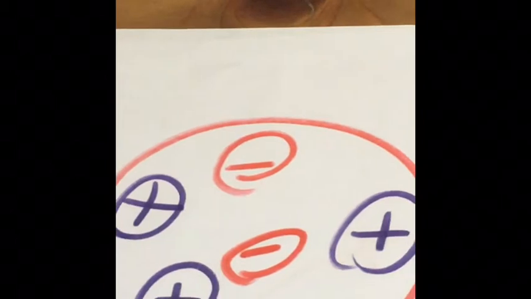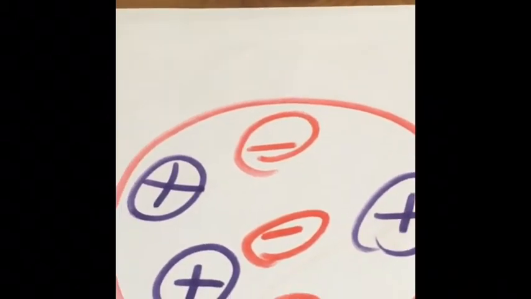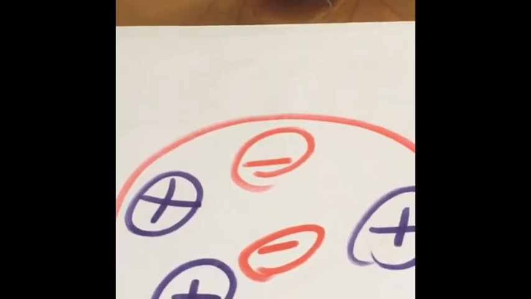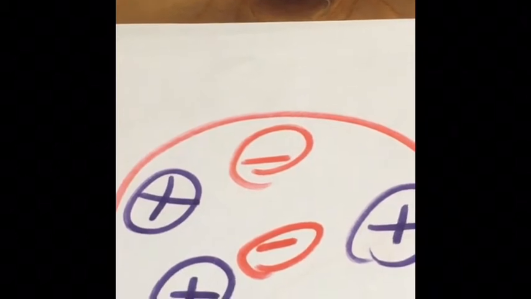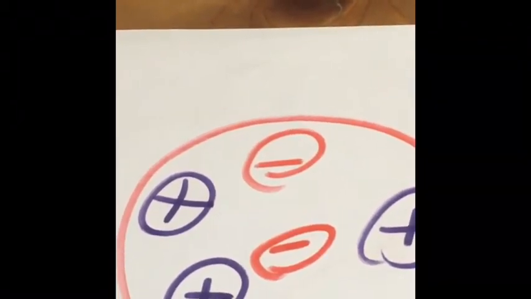So he looked at this and he was like, that looks like my Christmas pudding. So he called it the plum pudding model. I honestly think he was just really hungry that day, and I love Christmas pudding, so that's probably why he called it that. But, you know, here we have something to learn about his model.